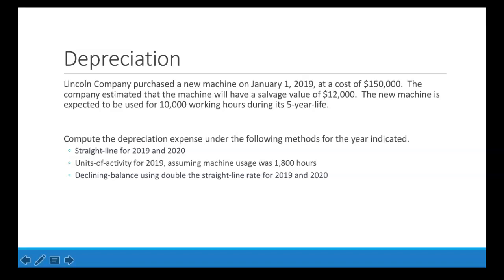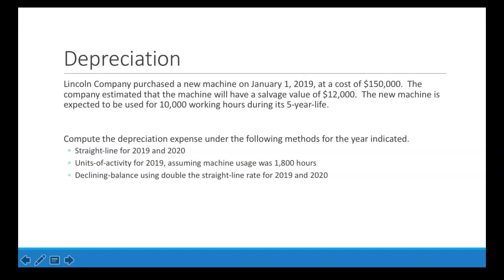Now, we can use all of that information to compute depreciation expense. We need to figure out the depreciation expense for the 3 different methods that we learned about. First is the straight line method. We need to figure out our depreciation expense under the straight line method for both 2019 and 2020. Then our units of activity method. We're going to use that to find our depreciation expense for 2019, assuming that our actual usage in 2019 was 1,800 hours.